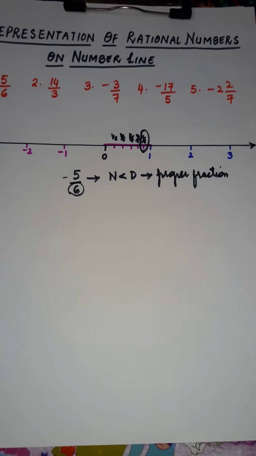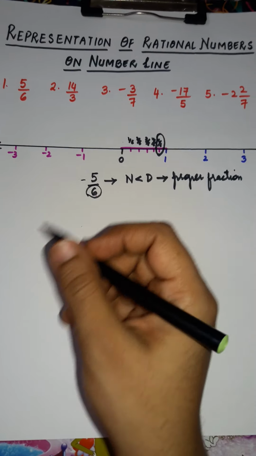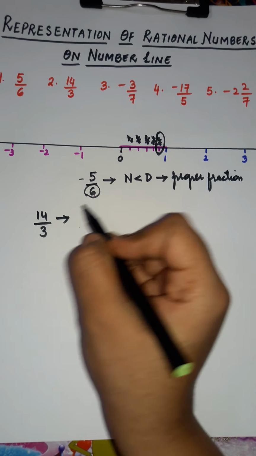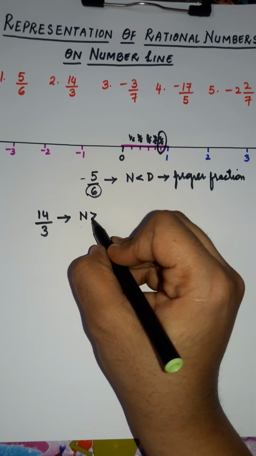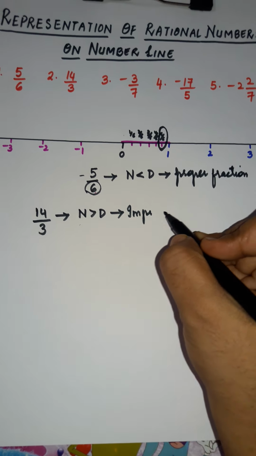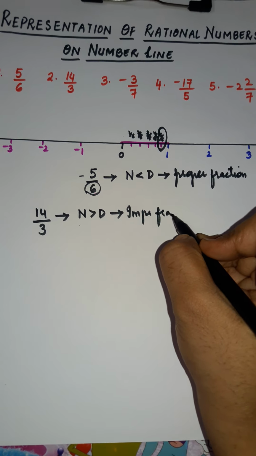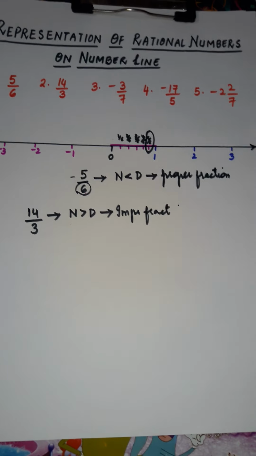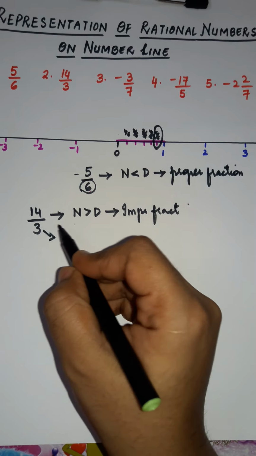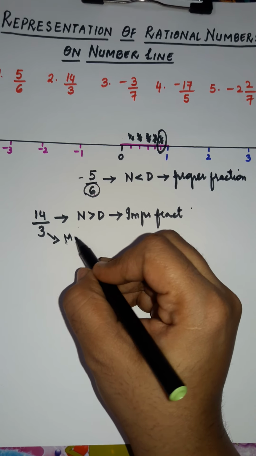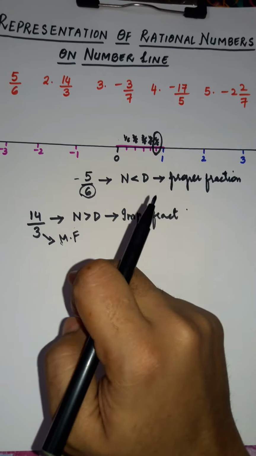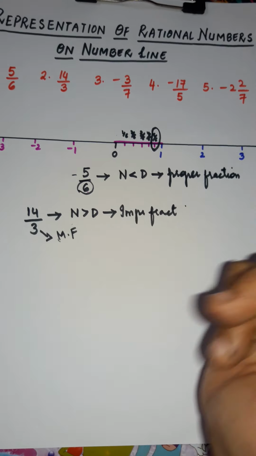Now suppose the second one is 14 by 3, right? Which type of fraction is it? The numerator is greater than the denominator, so this is called an improper fraction. What do you need to do for an improper fraction? Always convert the improper fraction into a mixed fraction before plotting it on the number line.